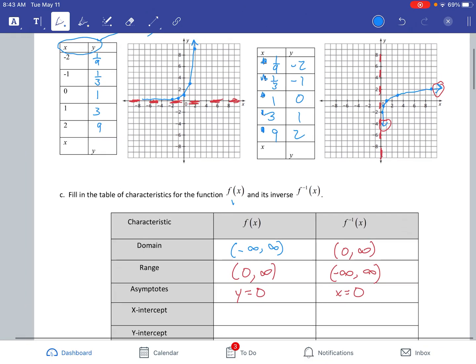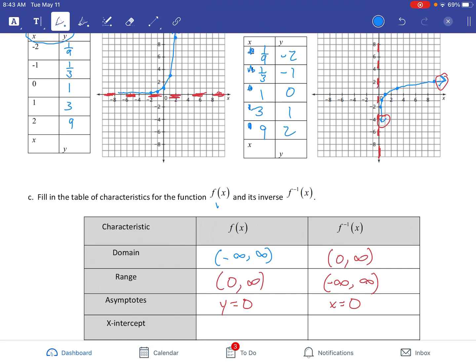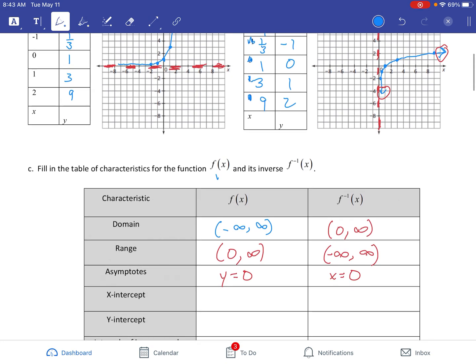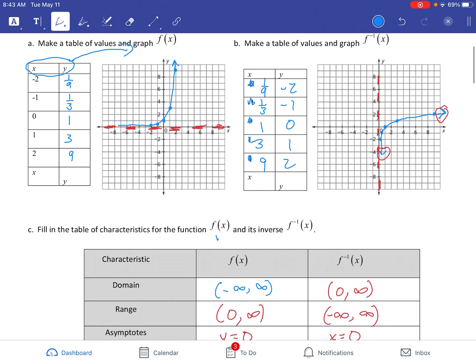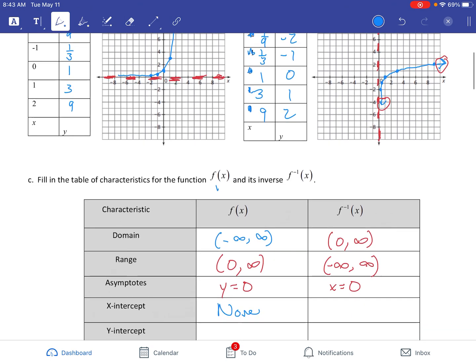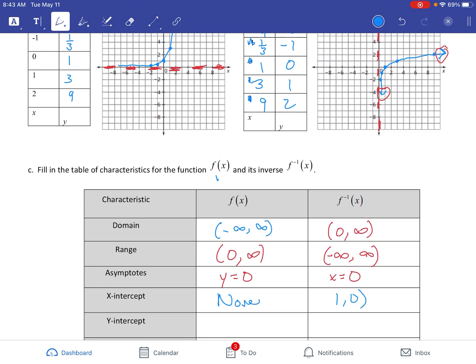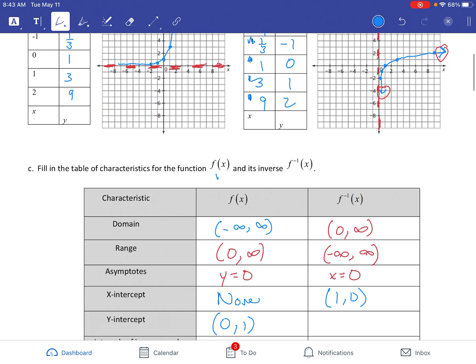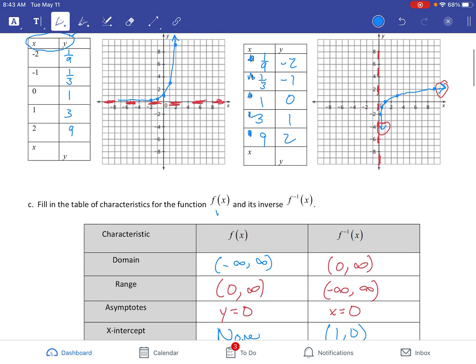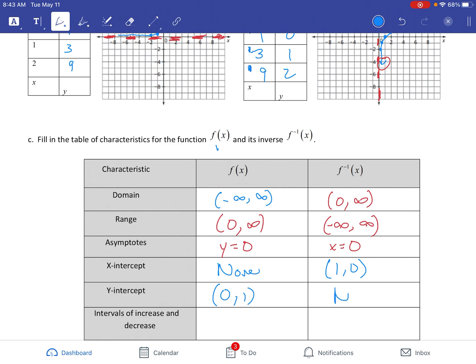X-intercepts. All right, the first graph does not cross the x-axis. It doesn't actually touch the x-axis, so there are no x-intercepts. But the inverse graph does cross the x-axis at 1, 0. The y-intercept: the first graph does cross the y-axis at 0, 1. But since the y-axis is the boundary line, the asymptote for the inverse, it does not have a y-intercept.